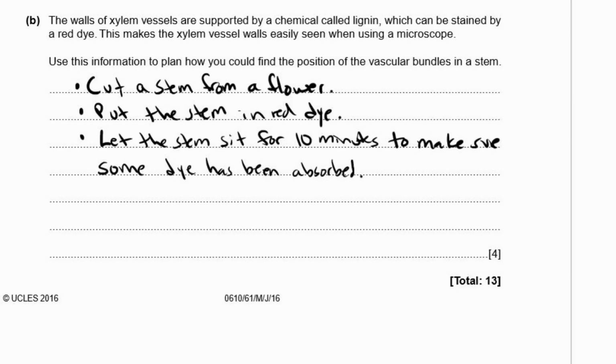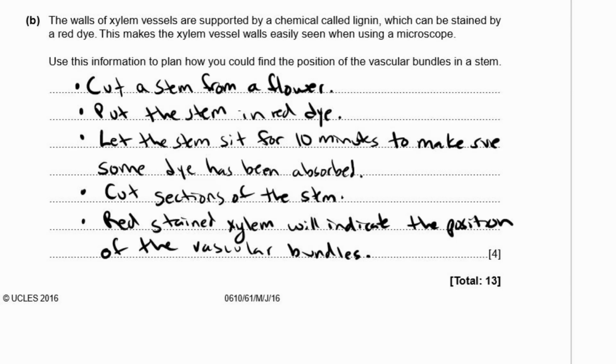After that, you cut off sections of the stem. So once you've cut off sections of the stem, then you can look at the stem and see that the red stained parts are the xylem. So starting from the beginning, you cut a stem from a flower, you put the stem in red dye, you let the stem sit for 10 minutes to make sure that some dye has been absorbed, you cut sections of the stem, then the red stained xylem will indicate the positions of the vascular bundles. And that's it. That's the end of this exam.